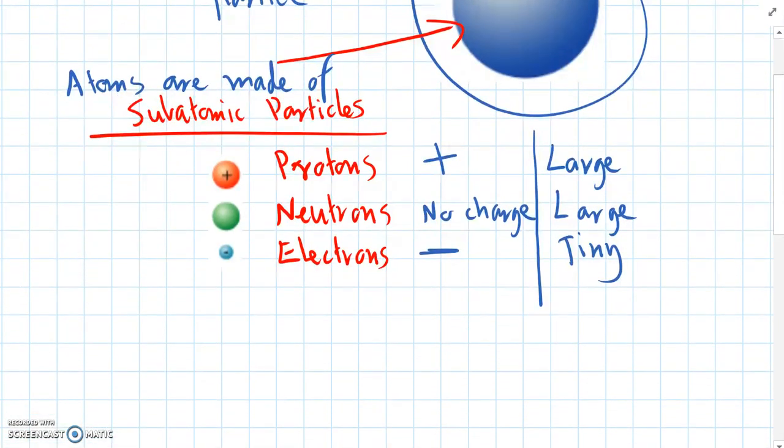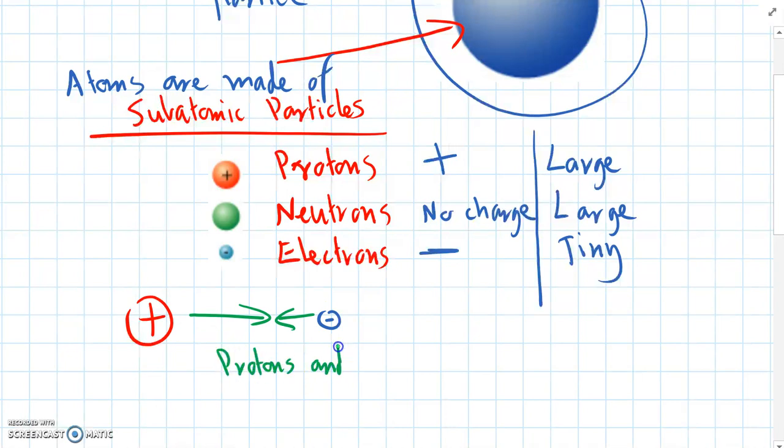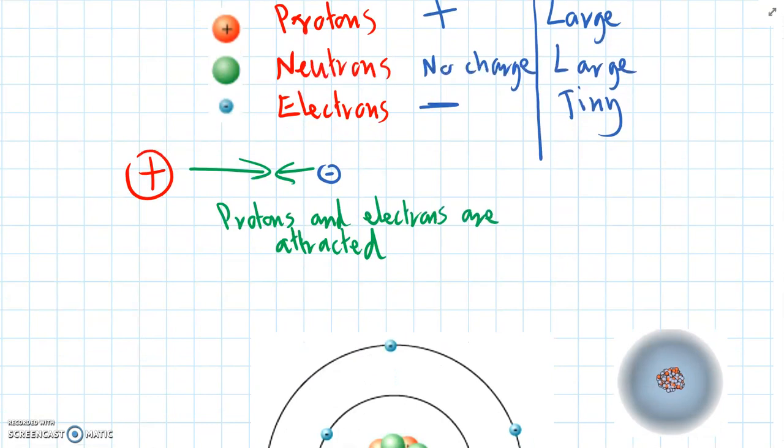And remember that when we have objects that have an electrical charge, like if we have a proton and an electron, we remember that opposites attract. So a positive proton will be attracted to a negative electron. Protons and electrons are attracted. And this is an important idea to remember when we look at how atoms are actually built up and made. And that's what we'll do next.